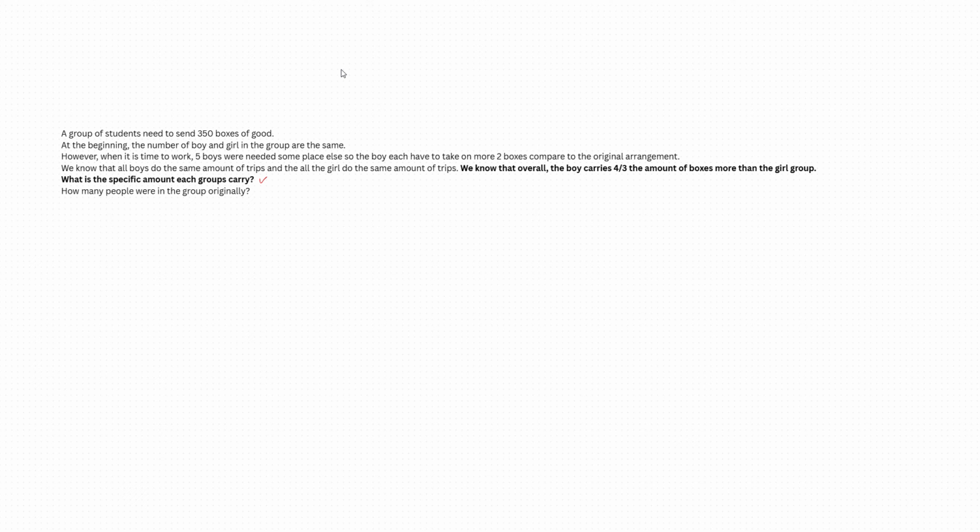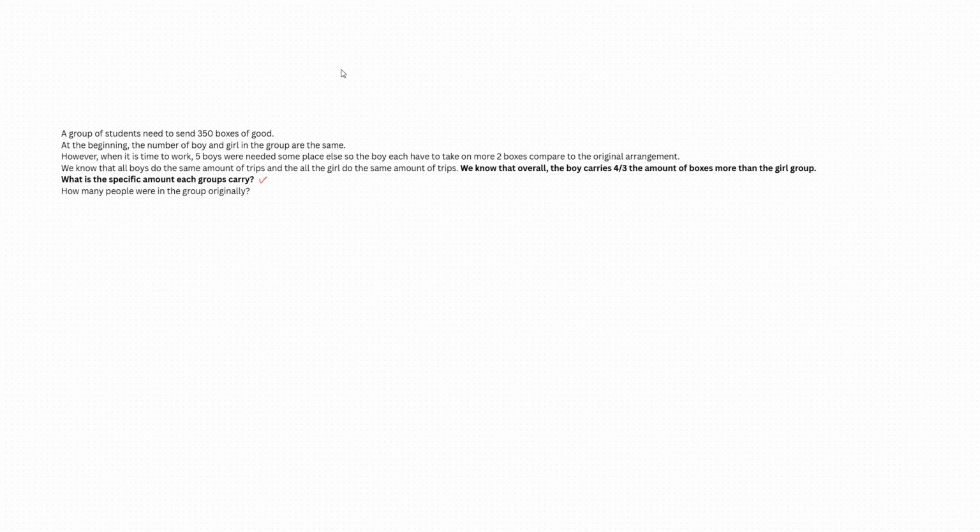We know that all boys do the same amount of trips and all girls do the same amount of trips. We know that overall the boys carry 4/3 the amount of boxes that the girl group will carry, so like 1 1/3. The question is what specific amount each group carries, and how many people were in the group originally. If you want to solve it yourself, you can pause the video here. We're going to solve it now. 3, 2, 1, let's go.